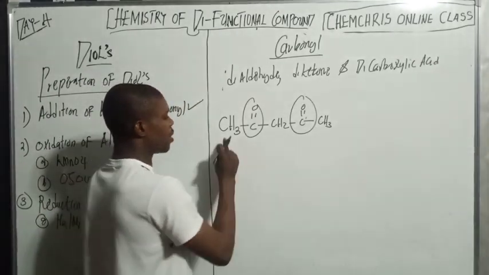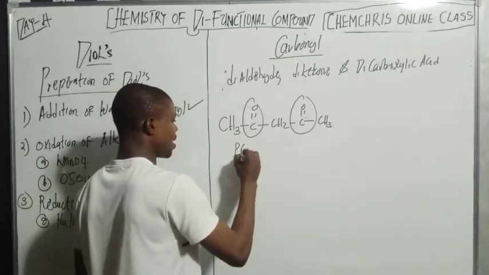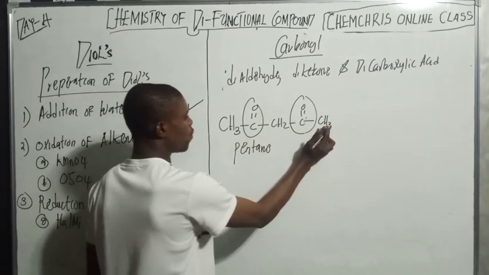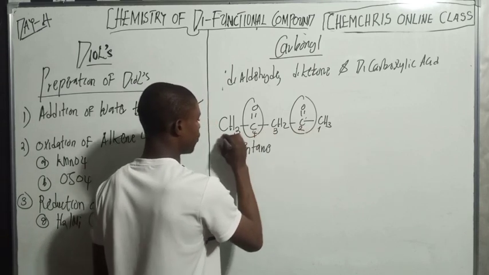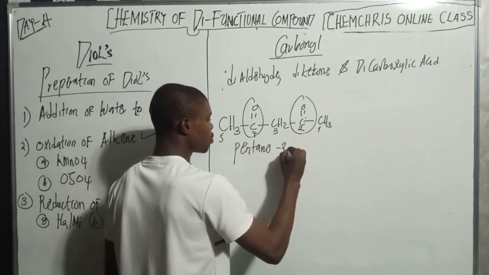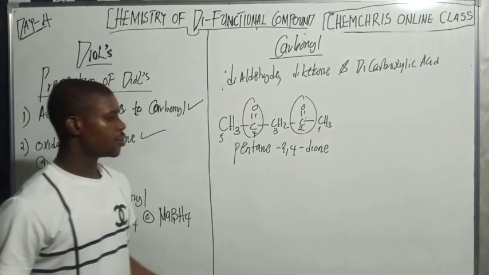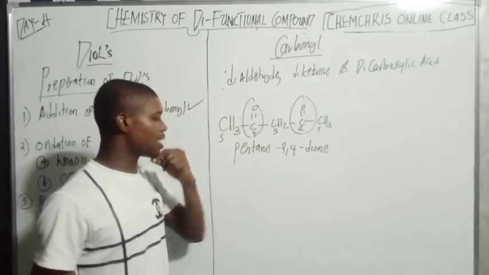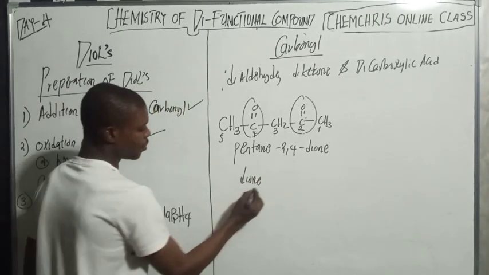How many carbon atoms do we have here? 1, 2, 3, 4, 5. So it is going to be pentane. Now, what is the position of these two groups? 1, 2, 3, 4, 5, so here is carbon 2 and carbon 4. So it is going to be 2,4 diol. Remember, diketone is still the same thing as diol.